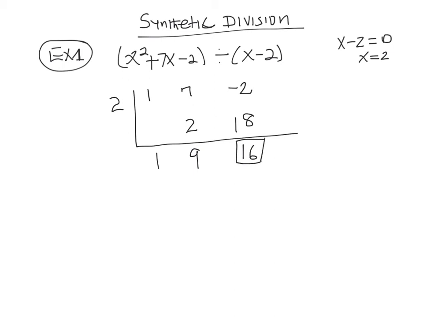So what is my answer? Remember this was x squared. I go 1 degree down, so this is x plus 9, and the remainder, it's positive, so I'll write 16 over whatever I was dividing by, x minus 2.